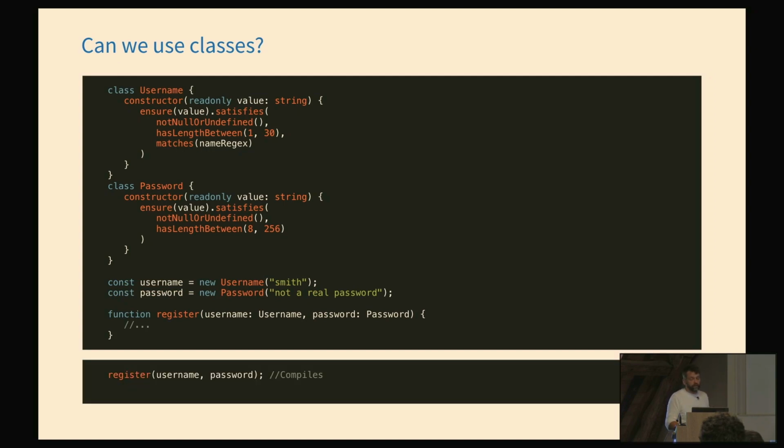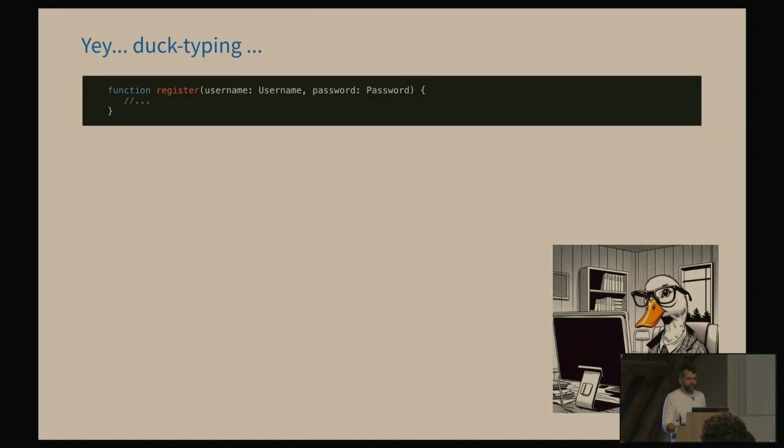So we create a username, we create a password, and we want this register function where we can take the two of them. We try to register with username and password, and that compiles, yes. But then we swap them, and it also compiles. That's not what we wanted. We wanted it to fail. We wanted a compilation error.